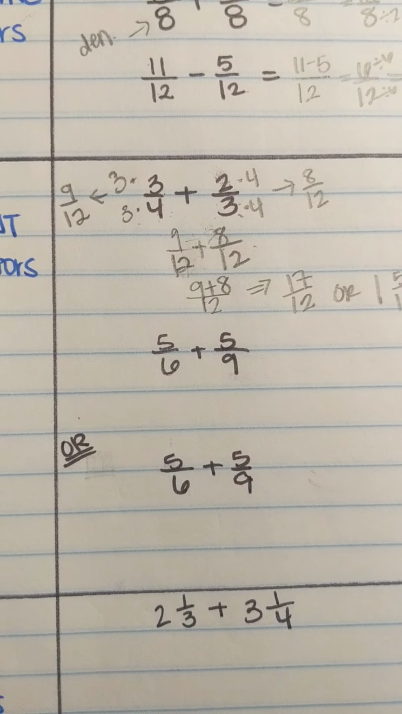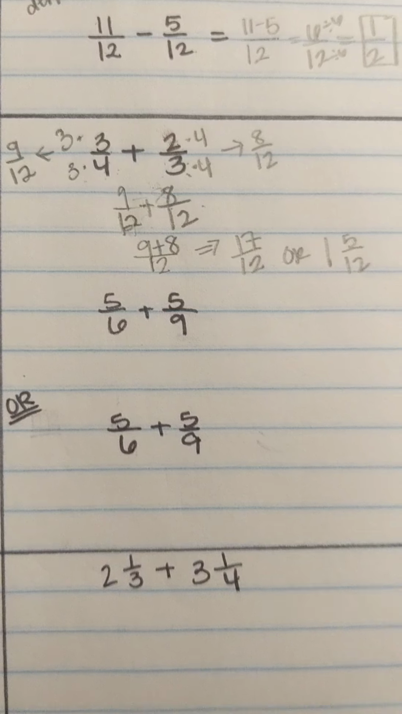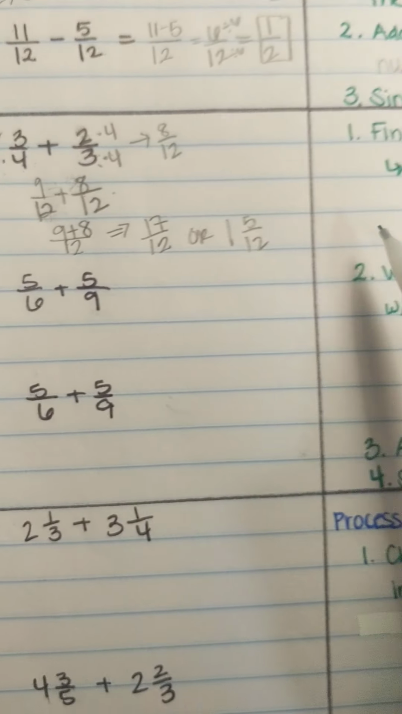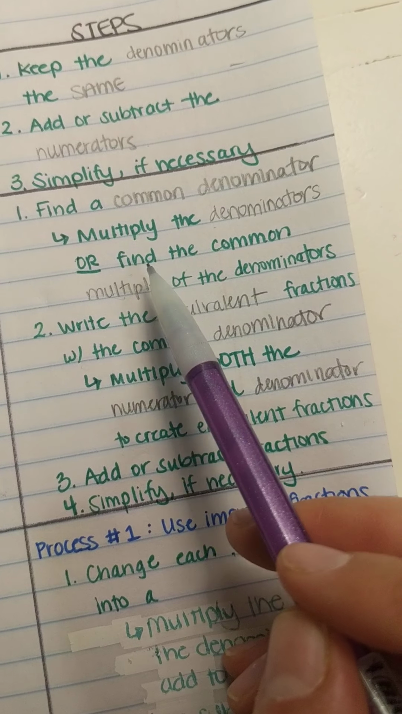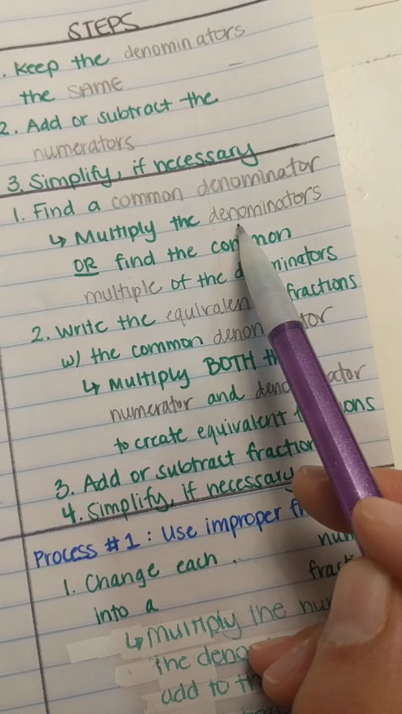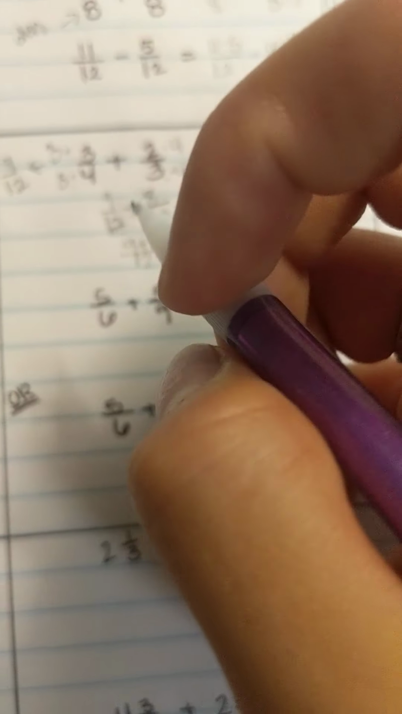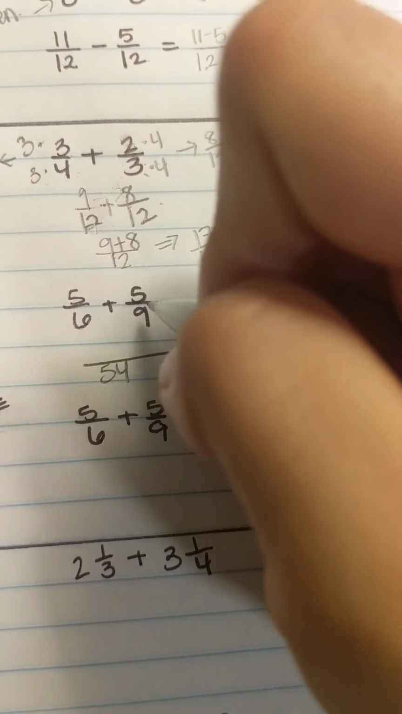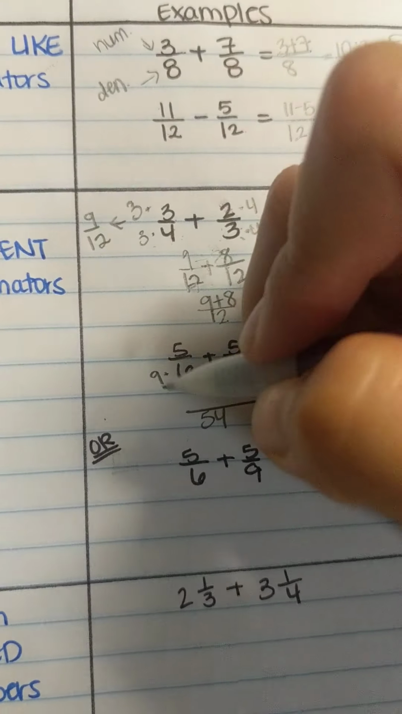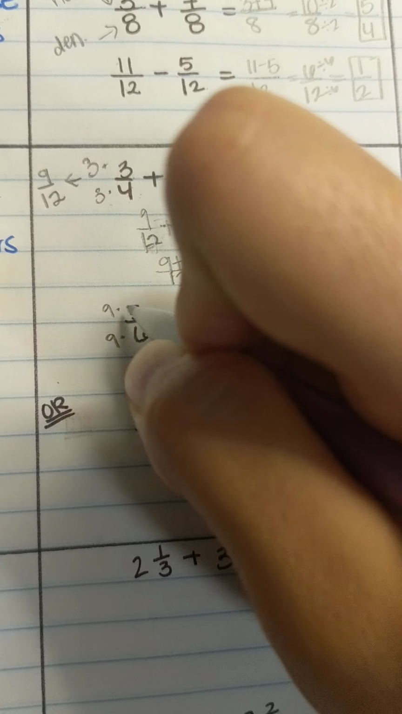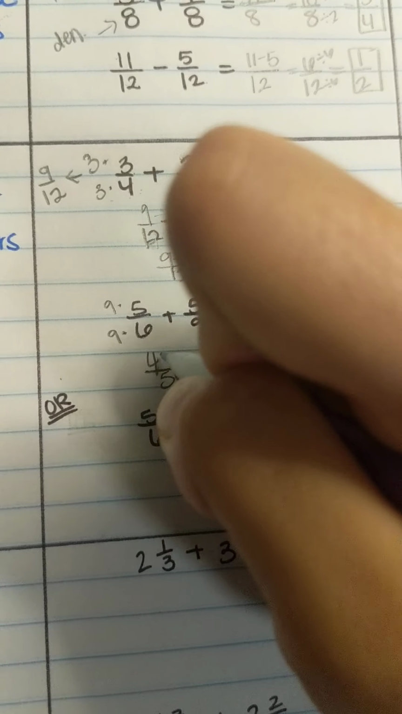Alright, step 2. This time, again, we don't have a common denominator, so what can I do? I want to find a common denominator, and I could do that by multiplying the denominators. So I could go 6 times 9, what is that? Well, that's 54. That's going to be my new denominator. How did I get from 6 to 54? We have to multiply by 9. And if I multiply by 9 in the denominator, I have to multiply by 9 in the numerator. So 5 times 9 is 45.